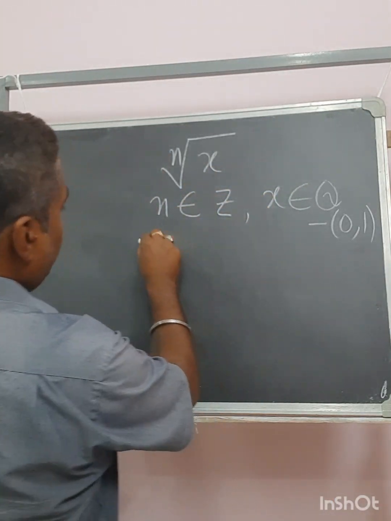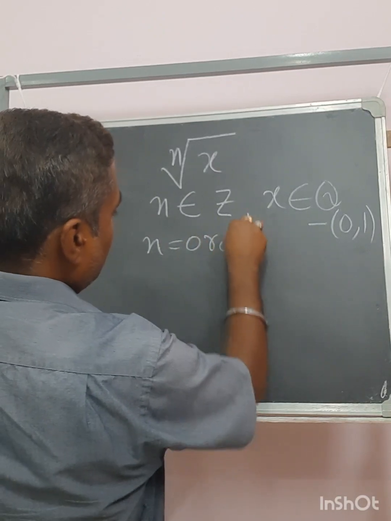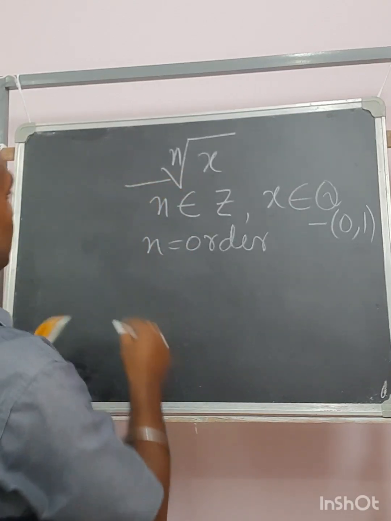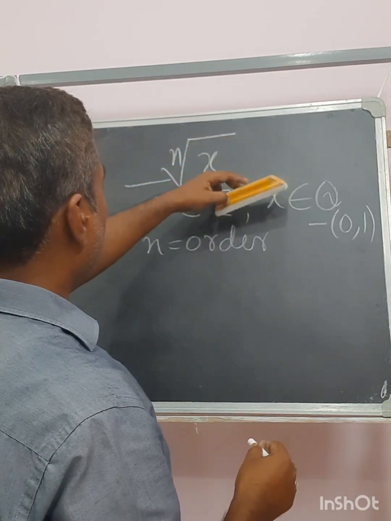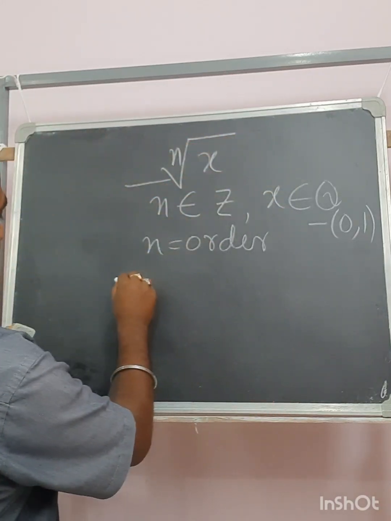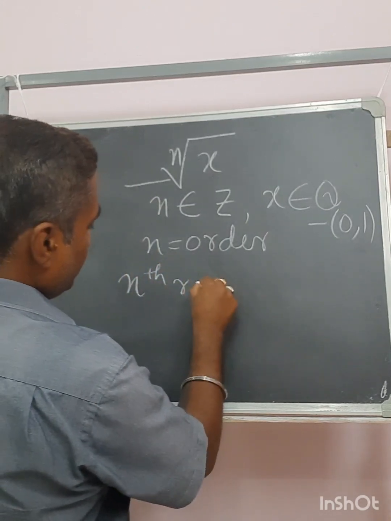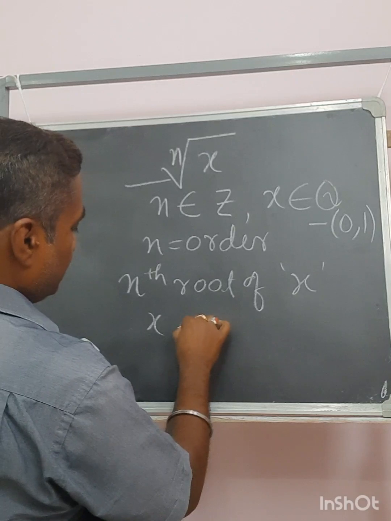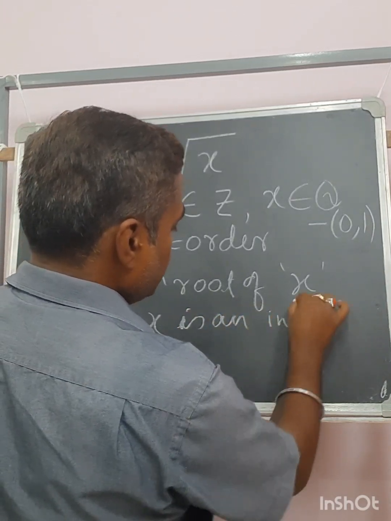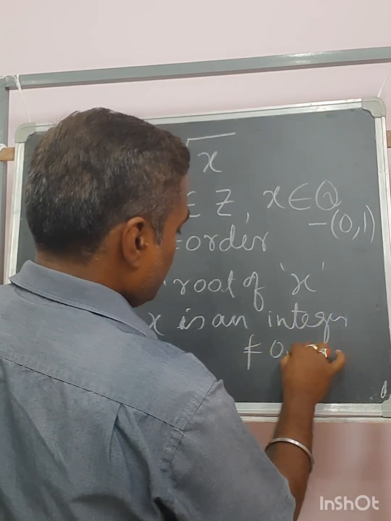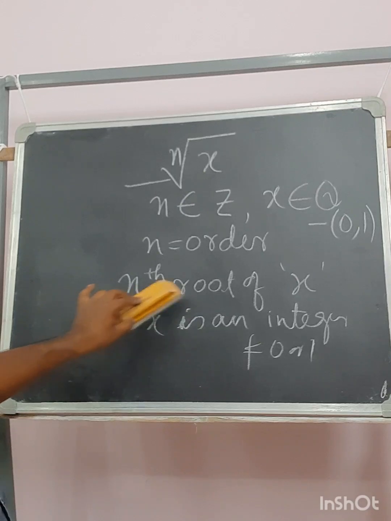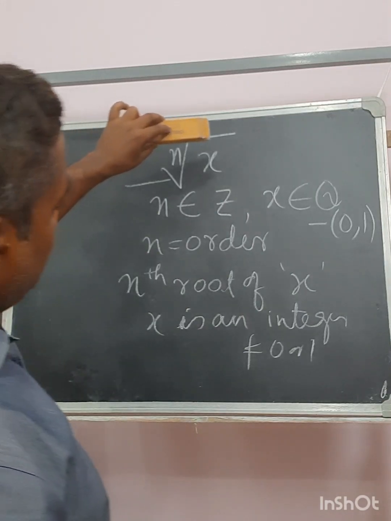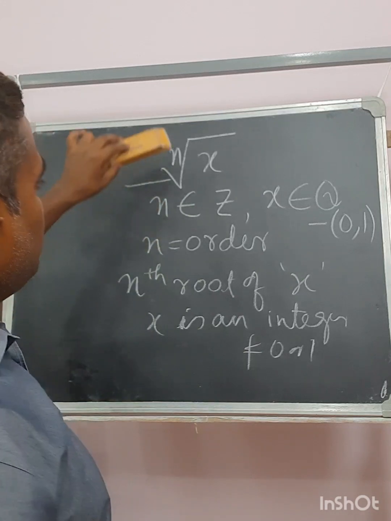So now this n is named the order of a surd. Okay, and this is called the root of x, meaning nth root. I will read it like that: nth root of x, where x is an integer not equal to 0 or 1. So this is a classic model of representation of surd.